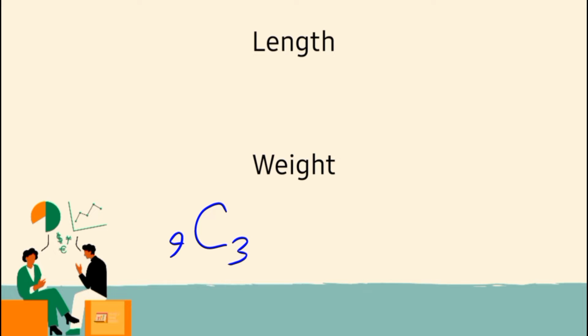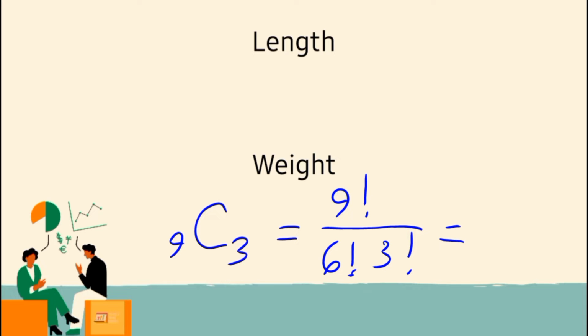There are 9 choose 3 ways to do that, which is 9 factorial over 6 factorial times 3 factorial. And if you can help me verify it, it equals 84. So we have 84 kernels. That's the basic configuration, with length 9 and 2 weight values.